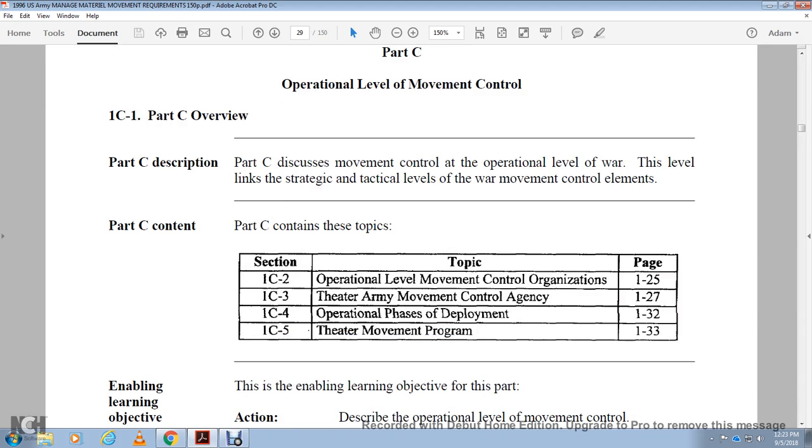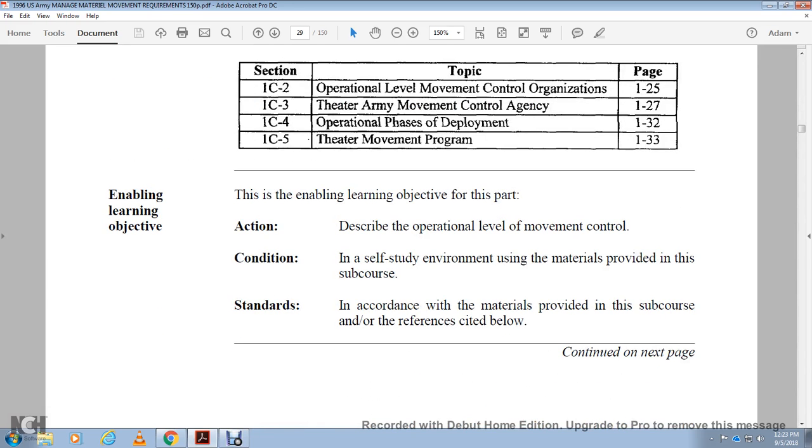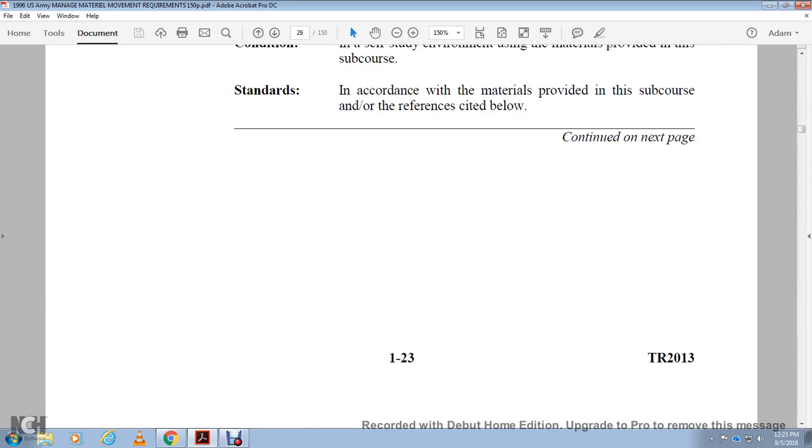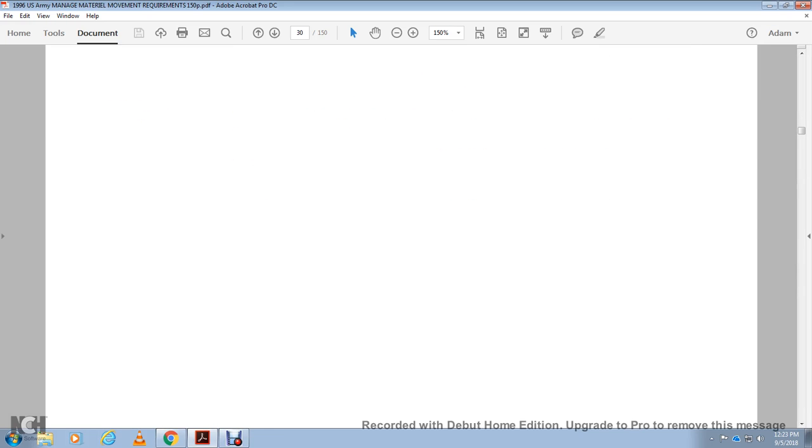Operational level of movement control: organization, theater army movement control agency, operational phase and deployment, theater movement program. This enables the learning objective to describe the operational level of movement control and self-study of the environment, use of the materials moved in the subcourse, and core of the materials provided with the subcourse and or references cited below. Reference 55.1, 55.10, movement control theater operation, 55.10.10, combat service support.